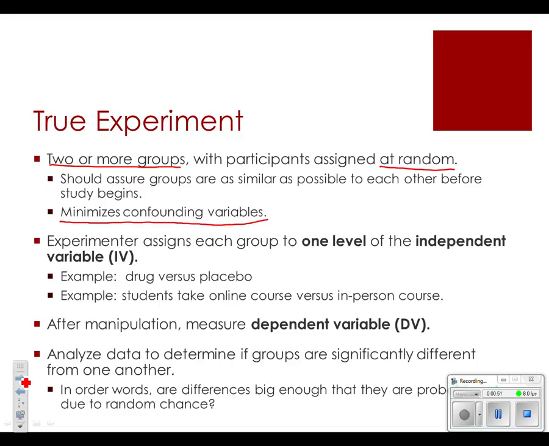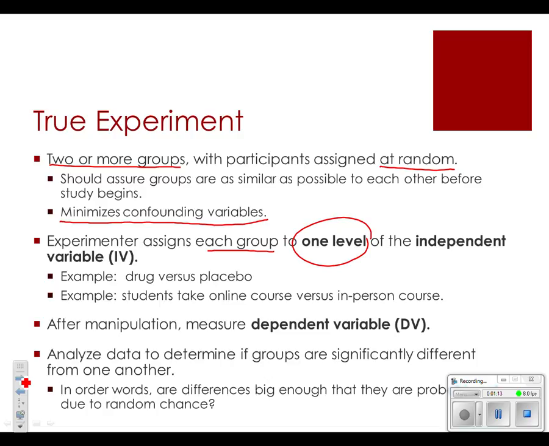So, you remember how in lab for our first experiment, I had you roll the dice to determine which group you were going to be in. That assured us that they were random assignment. Then the experimenter assigns each group to one level of the independent variable.